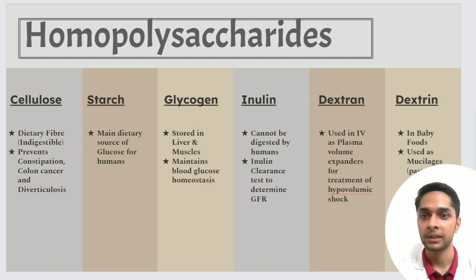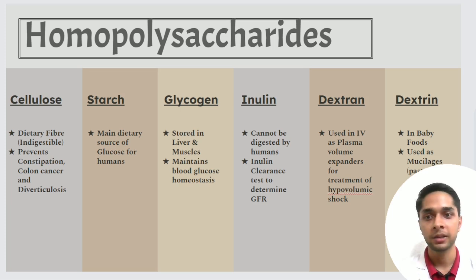Homopolysaccharides, for example, cellulose, starch, glycogen, inulin, and dextrin, hold various important positions within the biological plane. For example, cellulose is a dietary fiber. It is indigestible by humans, but even then it is important in our diets because it prevents constipation, colon cancer, and diverticulosis by providing bulk and volume so that the food keeps moving.